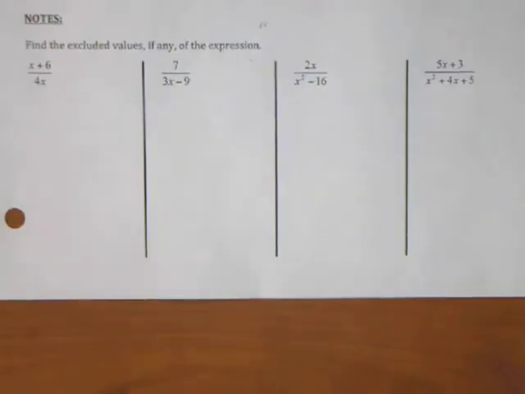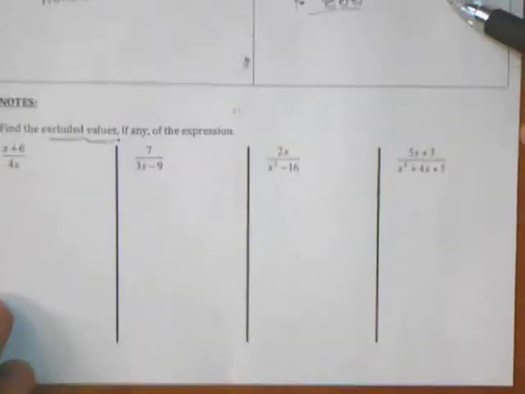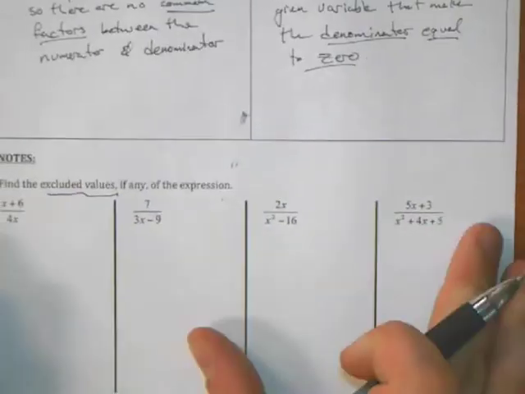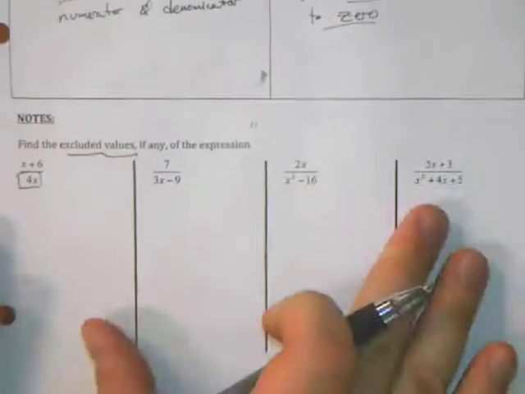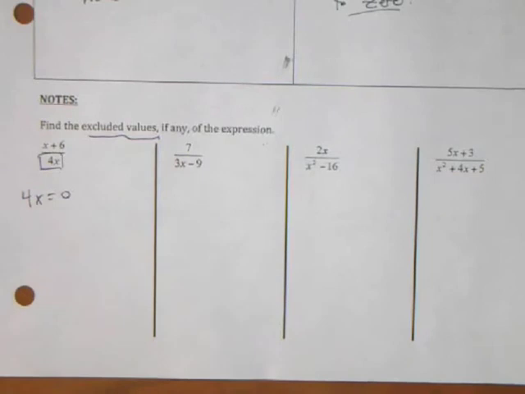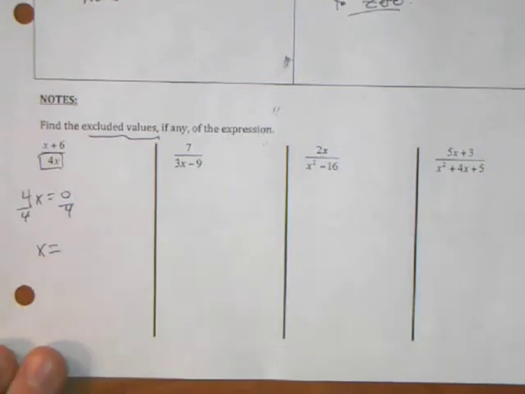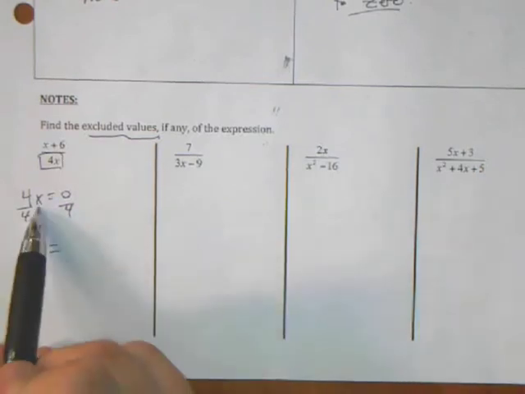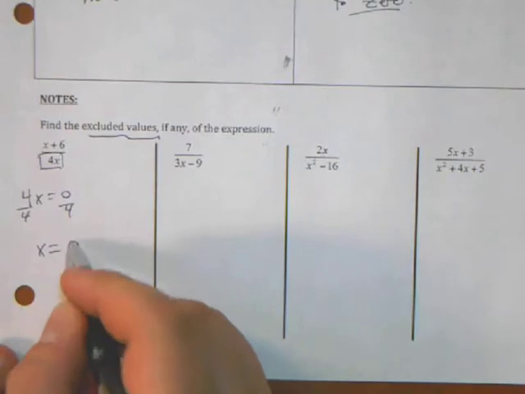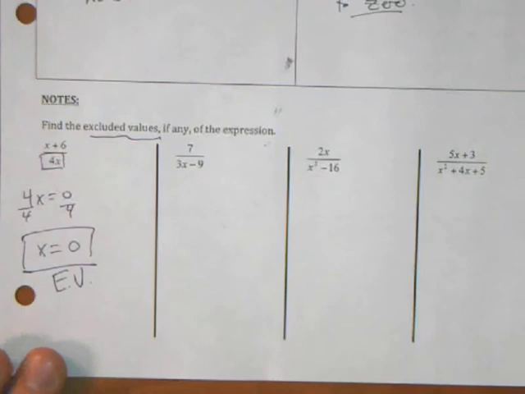So regardless, we don't want the denominator equal to 0. If I ask you to simply find the excluded values, I'm looking for values that make the denominator equal to 0. So all I need to do is take the denominator, set it equal to 0, and solve for the variable. What value of x makes the denominator 0 here? Your excluded value, EV, is equal to 0, x is 0.